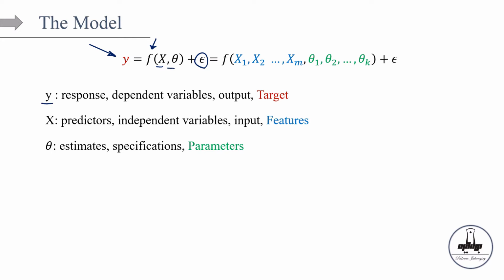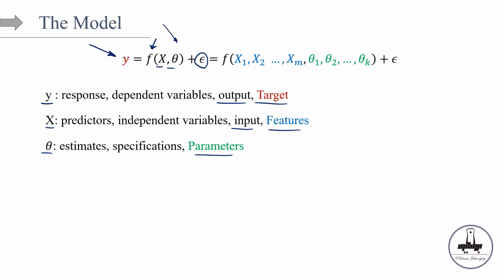The left-hand side variable, y, is our response variable or dependent variable. Basically, this is our output. In machine learning language, we call it the target. The x's are the predictors or the independent variables, and it's a vector of many features. We call them inputs of the machine learning algorithm. In machine learning language, we call them features. And finally, thetas are the estimates or specification or the parameters of the model. Later on, we're going to talk about hyperparameters as well, but we don't necessarily show it here.